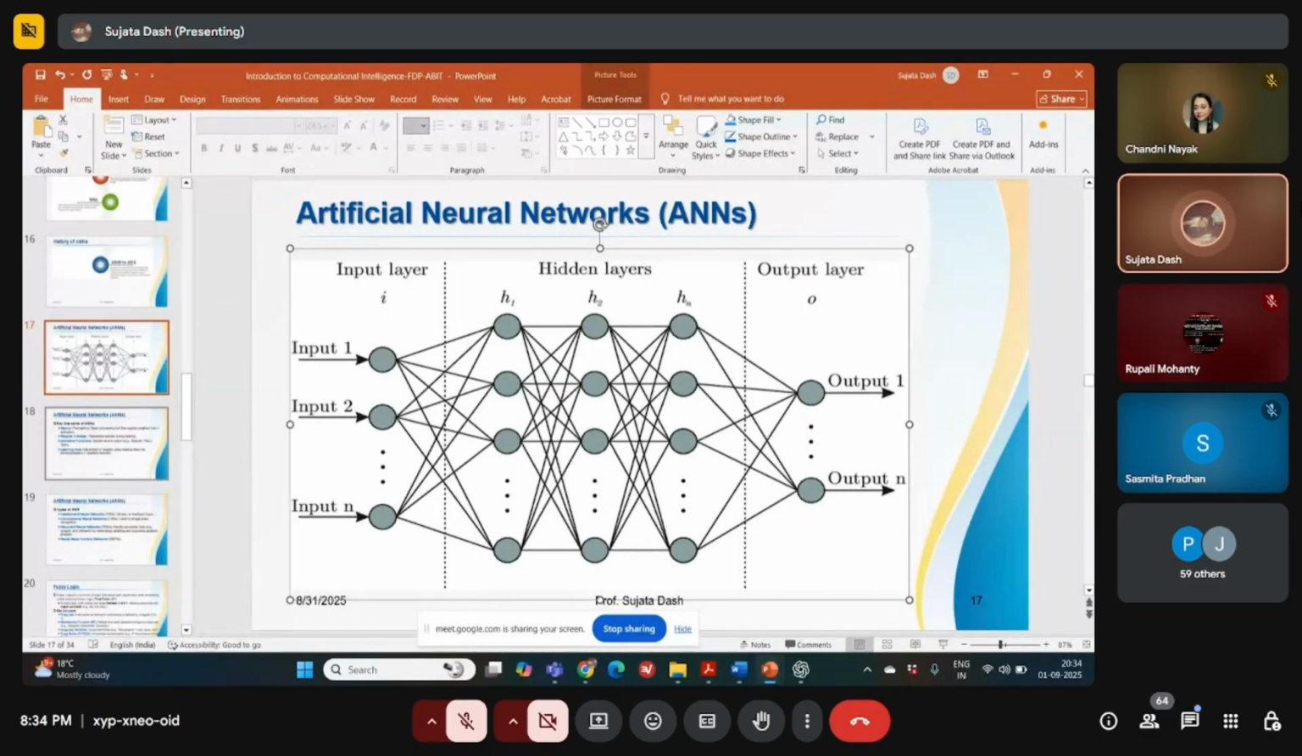The activation function will process the data, and the output of the first hidden layer will become the input for the second hidden layer. Then the second hidden layer will process it and forward it to the next. After the processing of the data is complete in the hidden layers, it goes to the output layer, and the output layer classifies the problem or finds the output. So this is the architecture.